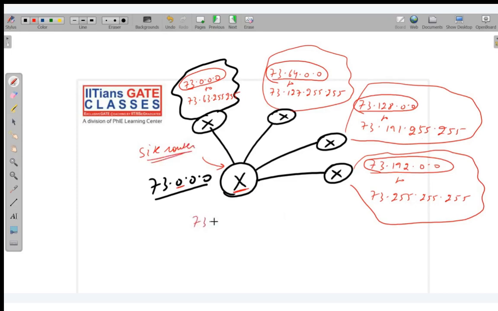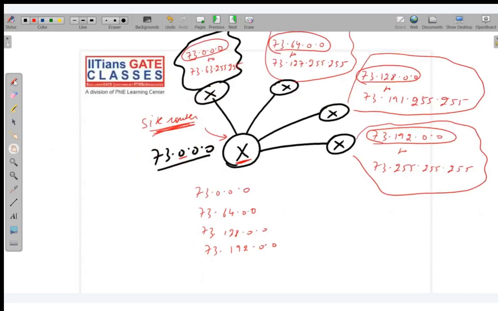So that means 73.0.0.0. Next is 73.64.0.0. Next is 73.128.0.0. Are you getting it now? Now we are digging deep into the subnetting topic. 73.192.0.0. So these four entries will be done by this router. This is known as site router. It is this site router's responsibility to forward the packet. So now this site router has made these four entries, and it will label them: port number 1, port number 2, port number 3, and port number 4.